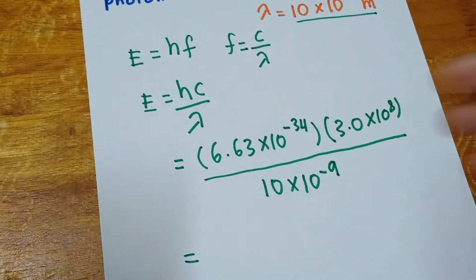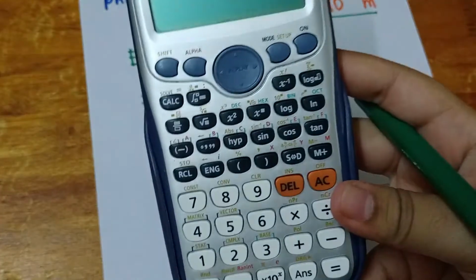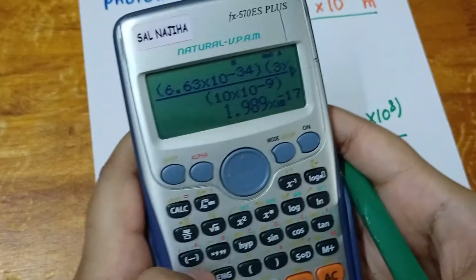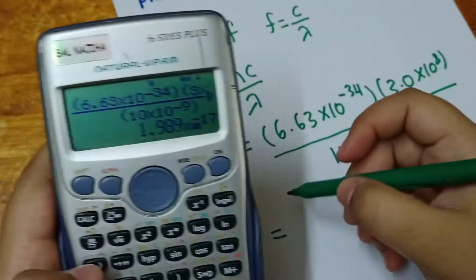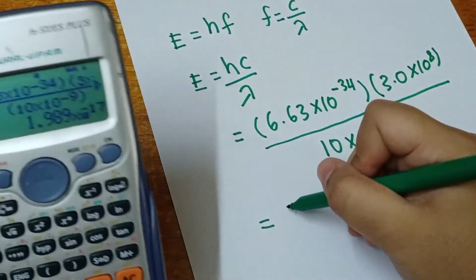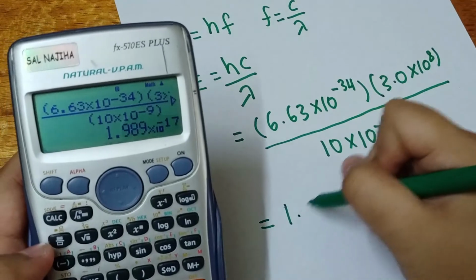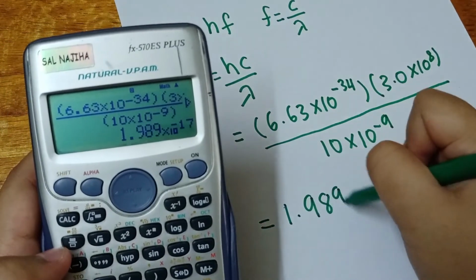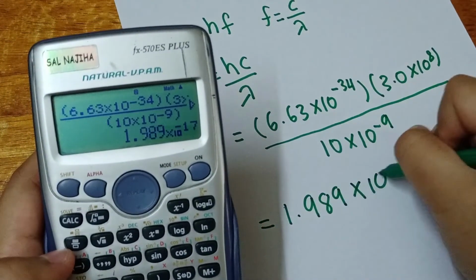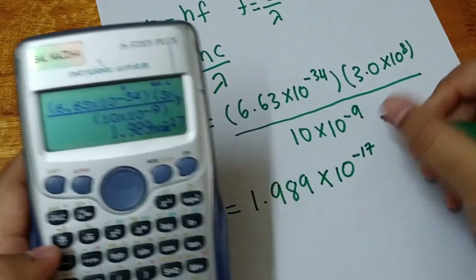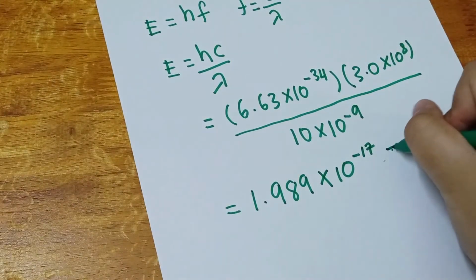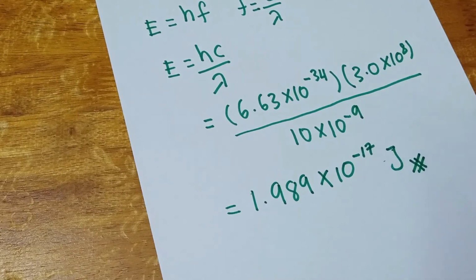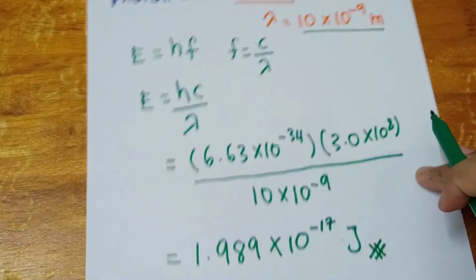So we grab our calculator. This is the answer. As we can see, the energy of the photon is 1.989 exponent of negative 17 joule. So this is the answer of energy for question number 2.